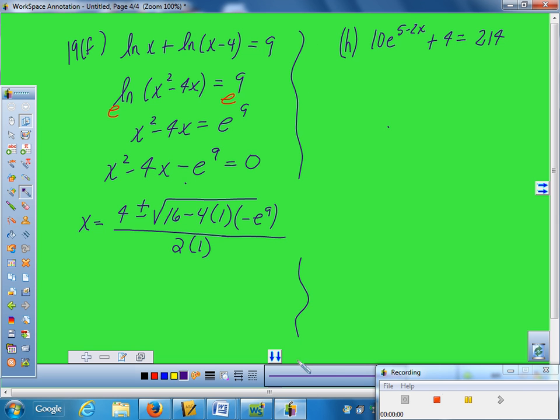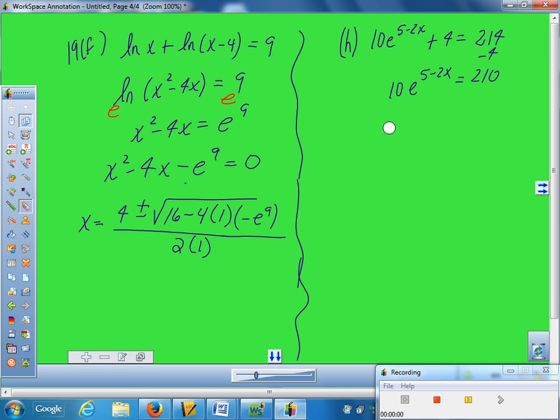On the other side over here, we have a problem containing an e, and we need to solve for x, which is in the exponent. Okay, in this case, we're going to first try to isolate the e. So I'm going to subtract 4, which will give me 10 times e to the 5 minus 2x equals 210. You remember, you always have to get e by itself, so I need to get rid of the 10 by dividing, which will leave me e to the 5 minus 2x equals 21.